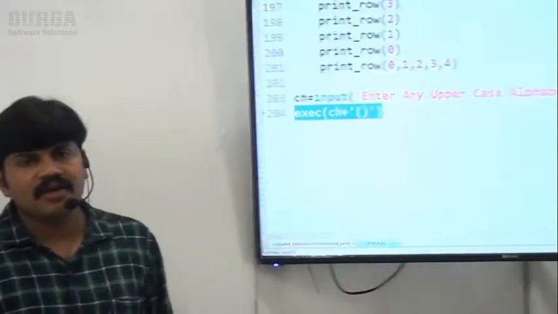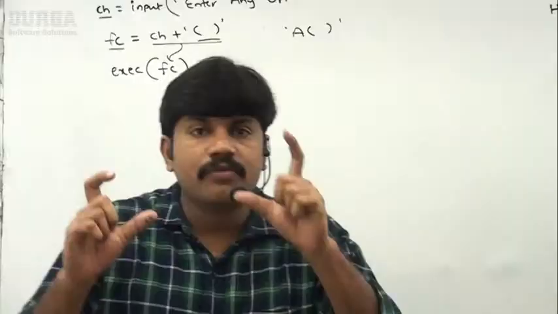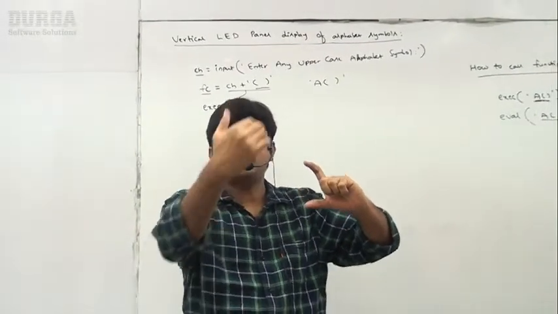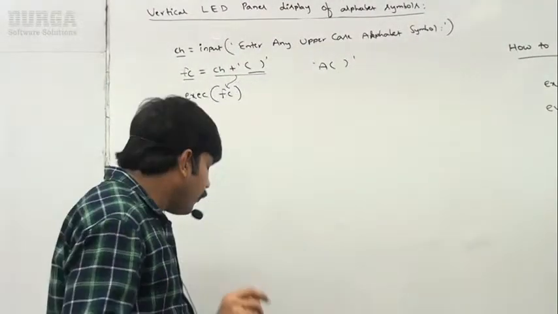Now, sir, I don't want one alphabet symbol. I want a word. Can you please print that word? Like in a vertical pattern, A, B, C, like this, right? So how can I do that?